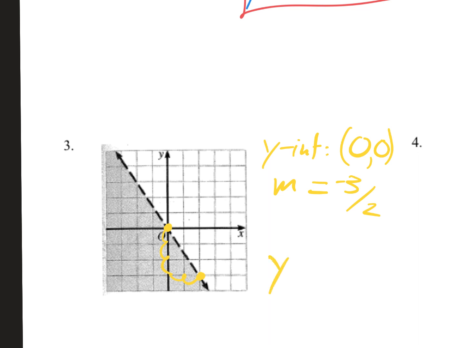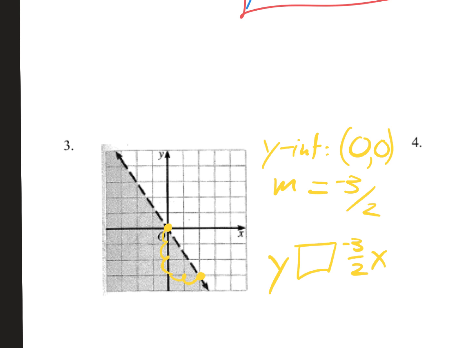So now to start the inequality, I attach my slope number to the x variable, and then my y-intercept is 0. So if you want, you can write +0. I'm not going to because it's unnecessary. It doesn't change the value. And so now we just look at the graph to determine the inequality symbol.